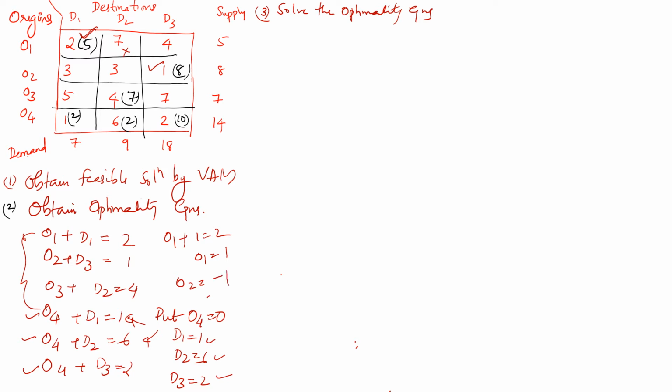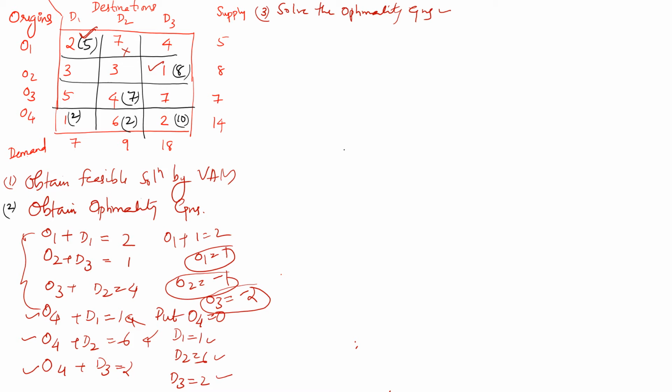Minus 1. O3 will be 4 minus D2. 4 minus 6, right? 4 minus 6 is minus 2. Clear? So we solve the optimality equation and find the values of D1, D2, D3 as well as O1, O2 and O3. Clear? Now, next step is we need to write Cij matrix.